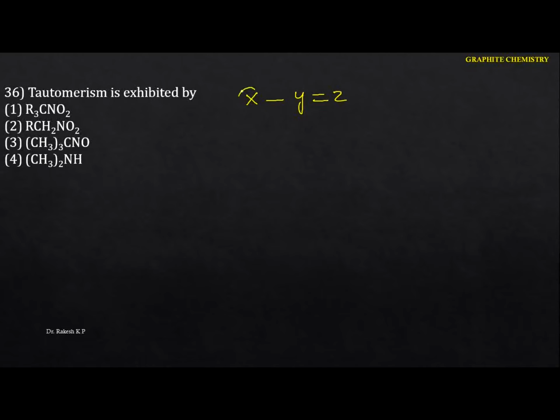Here X may be any atom, but not hydrogen. But this X atom has to contain one hydrogen. See the condition here: it may be carbon, oxygen, or nitrogen, but the condition for X is that it has to contain at least one hydrogen.